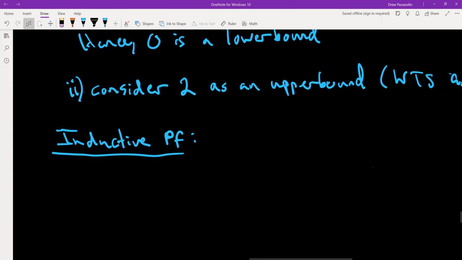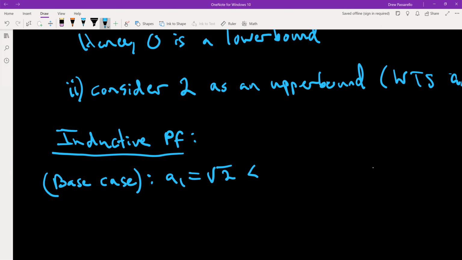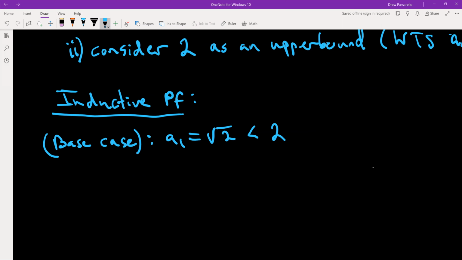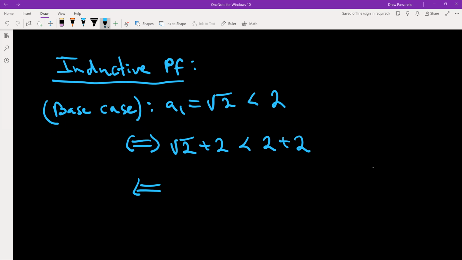So the base case: our first value, a1, is the square root of 2, which is certainly less than 2. Now, this is true if and only if I add 2 to both sides, we have the square root of 2 plus 2 is less than 2 plus 2.